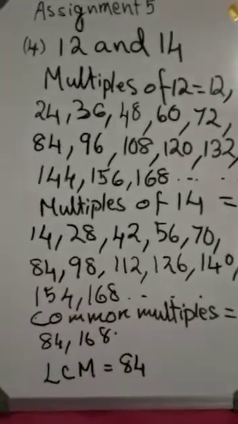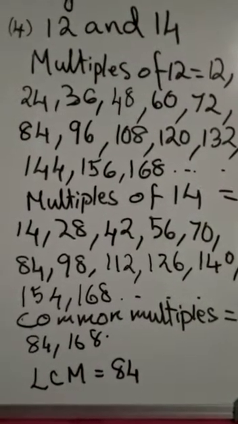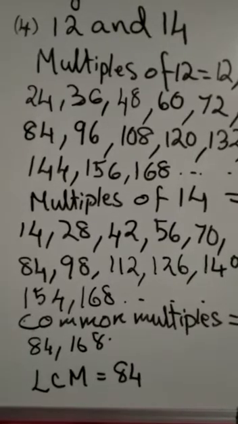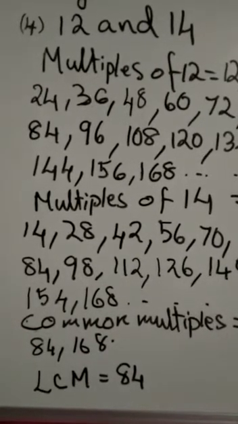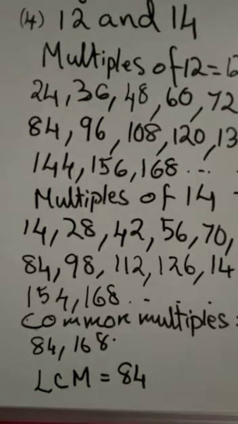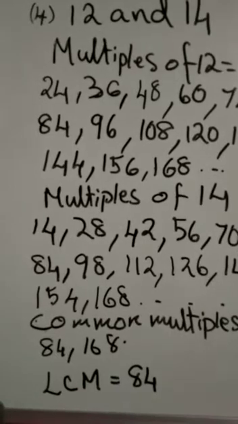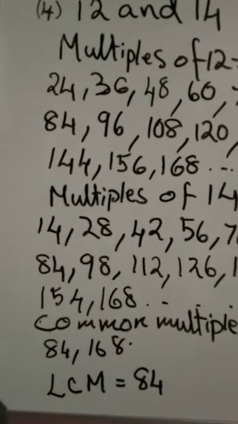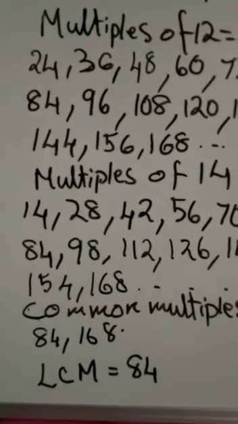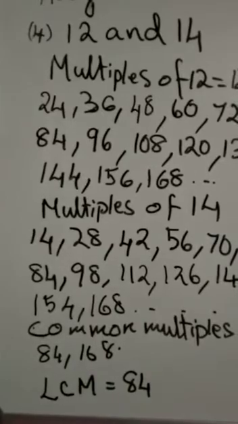That is, first you have written the multiples of 12 up to 12 into 14. We got the second common multiple, and before that we got one common multiple. Then as the LCM we got 84. Is it clear? Now I have done 4 of the questions.